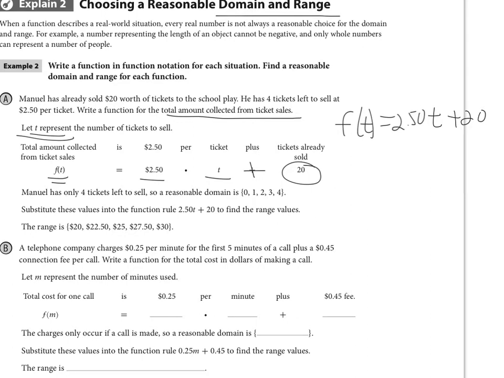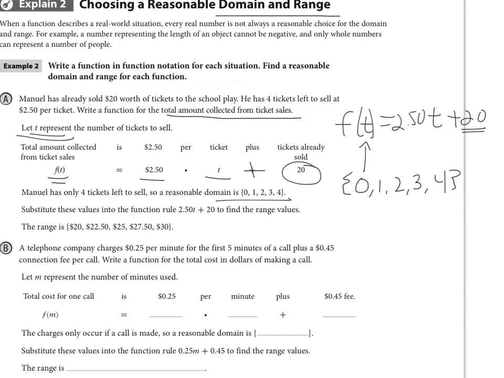All right, we want to talk about reasonable domain. Well, he only has 4 tickets left, so what could we put in? Remember, domain is our x value, our input. In this case, we don't have an x, we have a t. So what values would make sense for the number of tickets left that he could sell? Well, he could sell 0 more. Maybe he's only sold the $20 and that's it, and no one else wants to buy a ticket. He could sell 1 ticket, 2 tickets, 3 tickets, or 4 tickets. He can't sell 5 tickets because he only has 4 left. He can't sell 3.5 tickets because that's not how tickets work. So this is our domain that you can see over here that the book has written.